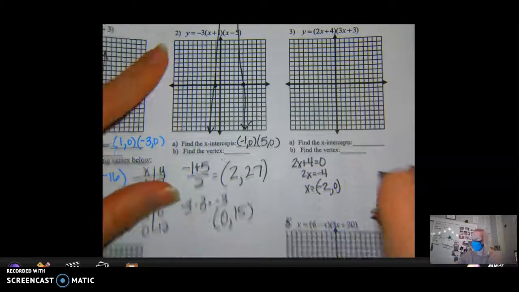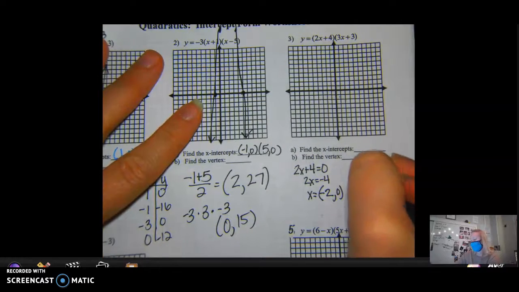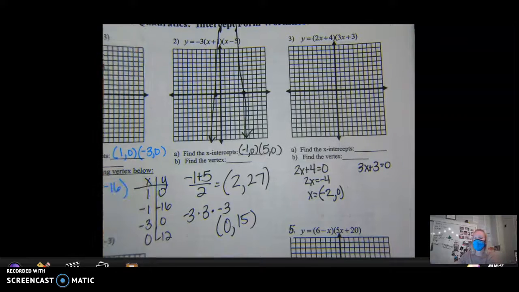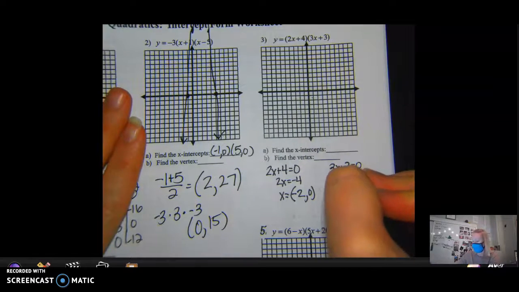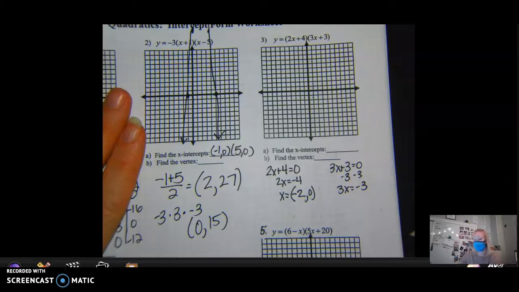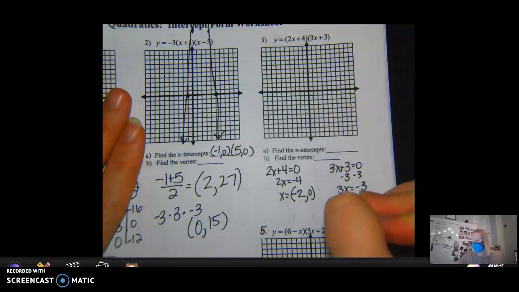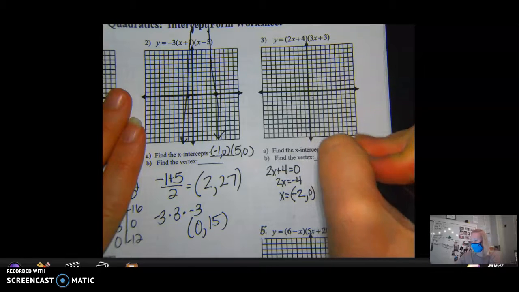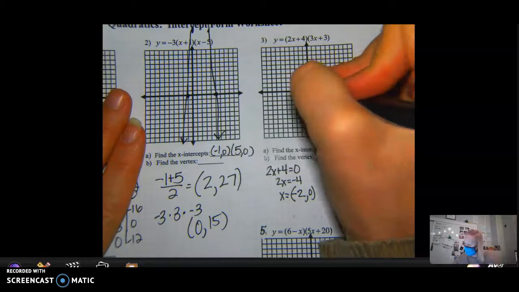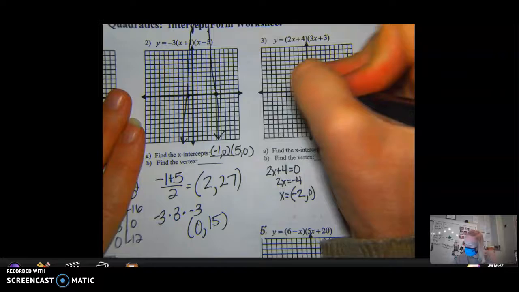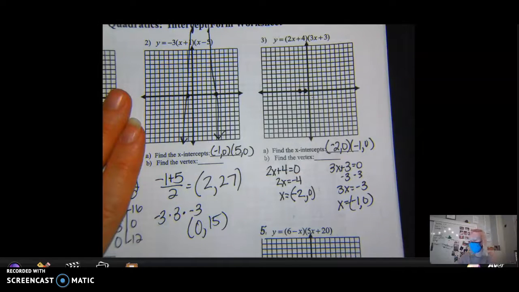Do the same with the other one. Set 3x plus 3 equal to 0. What do you do first on that guy? Subtract 3 from both sides, so I get 3x equals negative 3. And now what do I do? Yep, so I get x equals negative 1, so negative 1, 0 is the point. Should this parabola be going up or down? Up. Okay, so negative 2, 0, negative 1, 0.